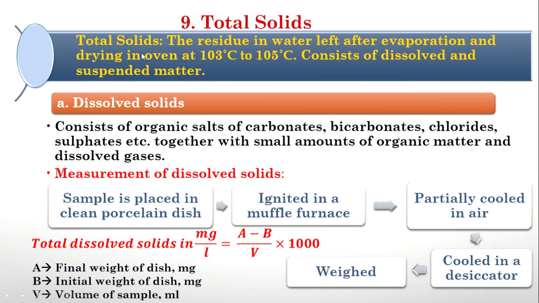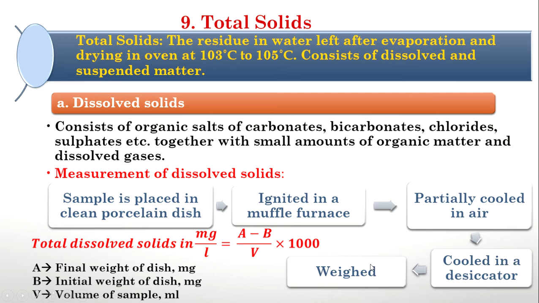So the first one is the dissolved solids. It consists of mainly the salts of carbonate, bicarbonate, chloride, sulfate, etc. These are the things which cause dissolved chemical pollution due to the presence of dissolved solids. Now how can we measure that? We have to take the sample in a porcelain dish and ignite it in a muffle furnace, and then cool it normally in air. After that we cool it in a desiccator and then weigh it.